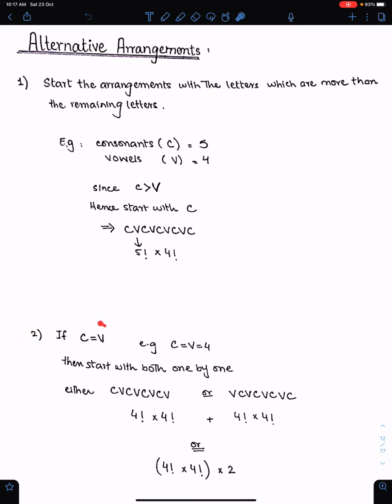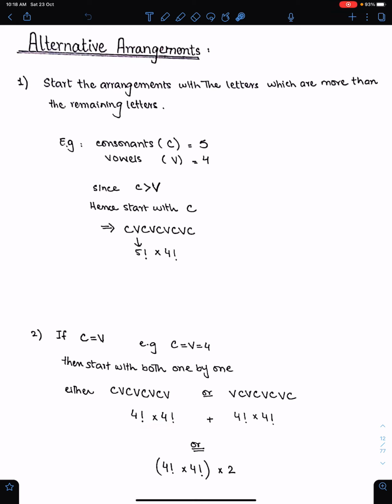Number 2, what if we have the same number of consonants and vowels? Then we have to start the arrangements with both, one by one. First we start with a consonant and then we start with a vowel. Since we have 4 consonants, 4 factorial, and 4 vowels, 4 factorial. Same is here, 4 factorial, 4 factorial. Since all are distinct, we do not need to divide this by anything.